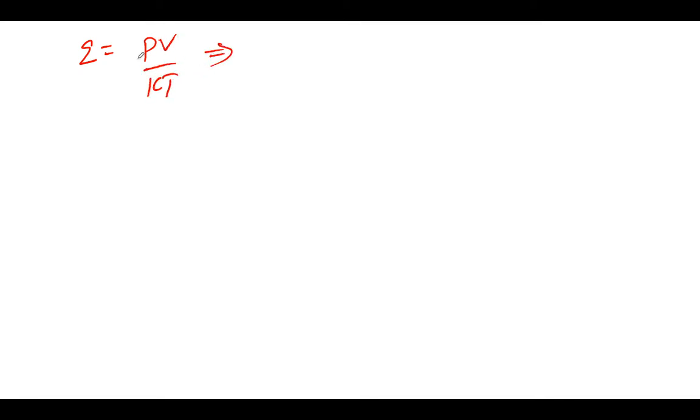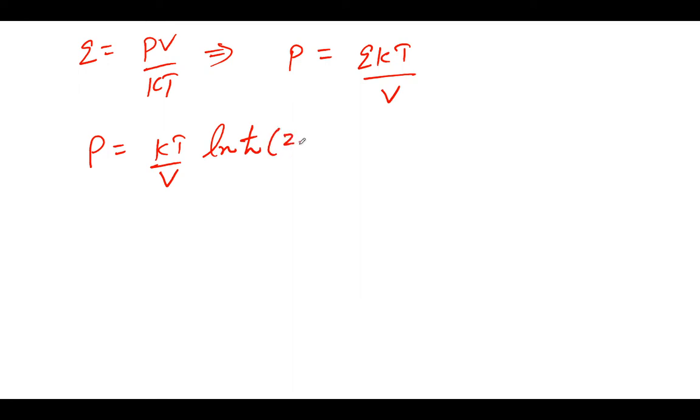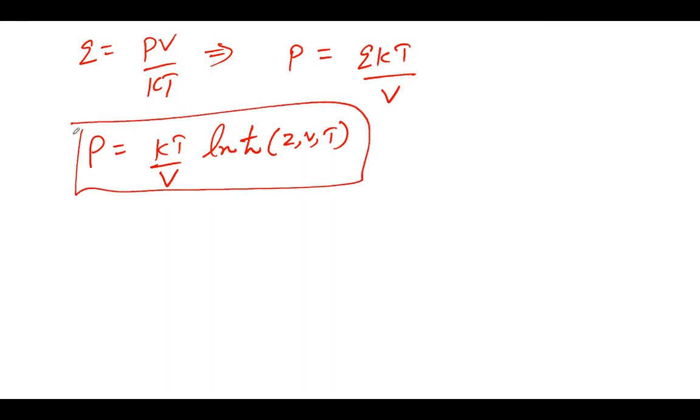We can find the value of pressure from this equation, which is equal to Q KT over V, and putting in the value of Q which we found, the pressure comes out to be KT over V into log of the grand canonical partition function. Similarly, by solving this equation you can find the value of pressure.